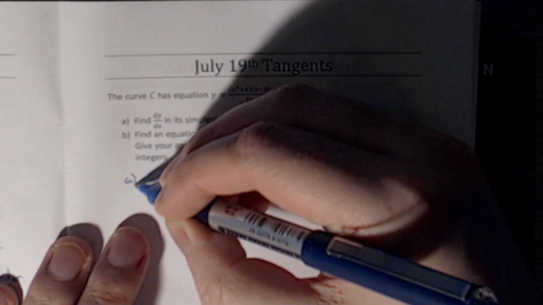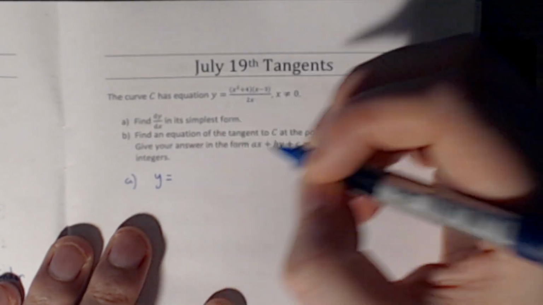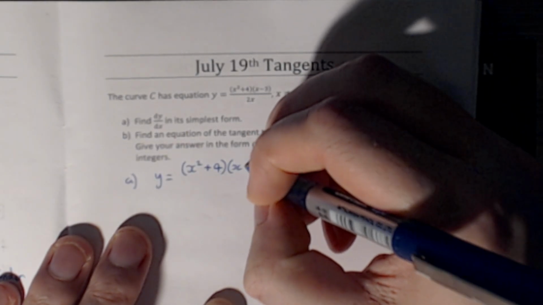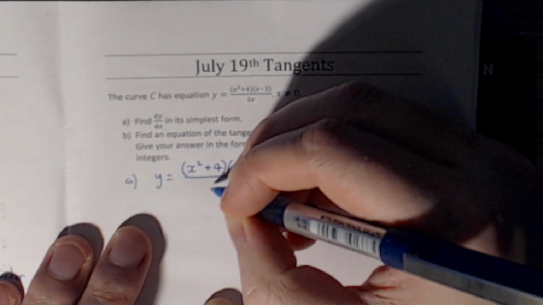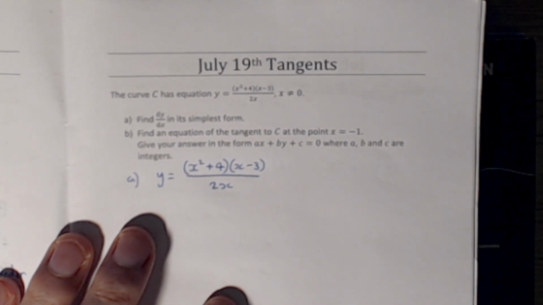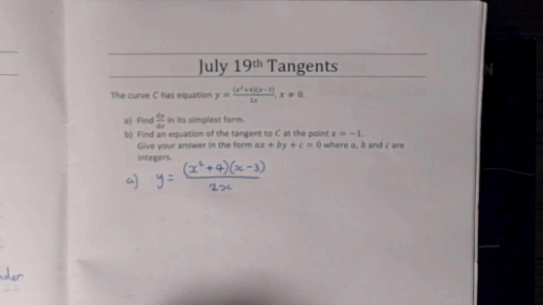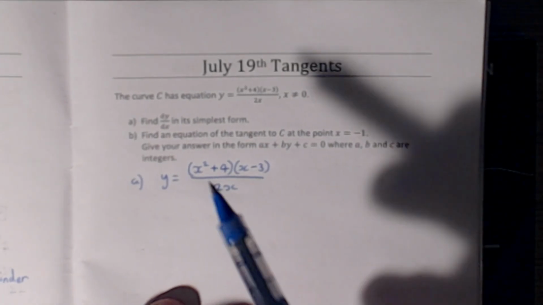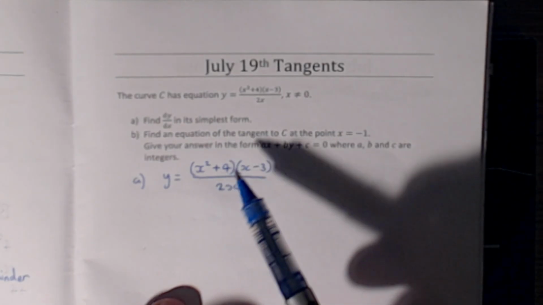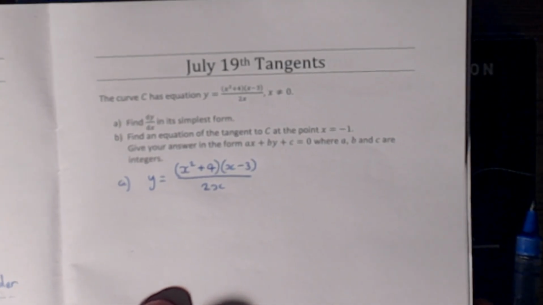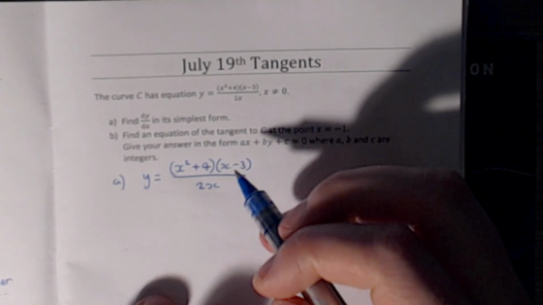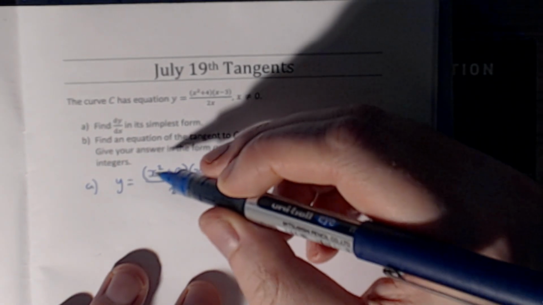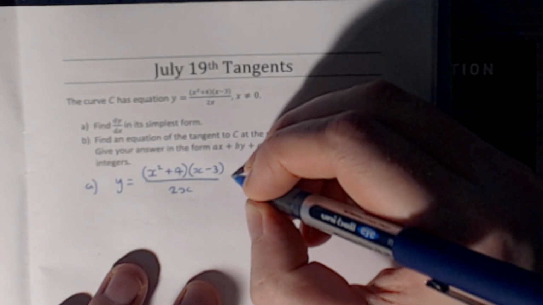Okay, so we have y is equal to (x squared plus 4)(x minus 3), divided by 2x. We can't apply our differentiation rule yet because we don't have a string of powers. We've got several strings of powers multiplied together and divided. So we're going to have to do a little bit of rearranging first, and then we'll be able to differentiate it. So first off, we're going to expand these two brackets.